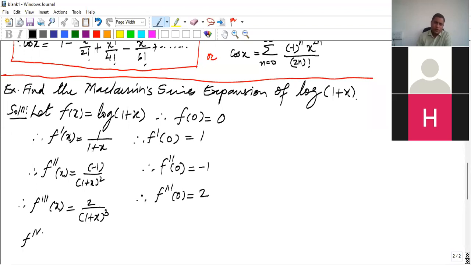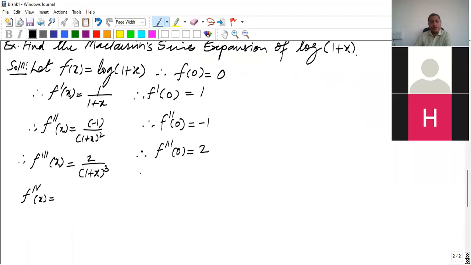Now let us calculate the next derivative. If I consider the next derivative, it is minus 6 upon (1 plus x) raised to 4, and hence you will be having the fourth derivative at 0. It's going to be minus 6. Are you getting this? Yes, sir.